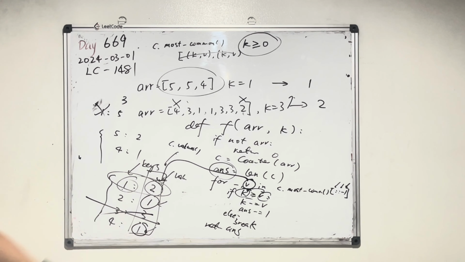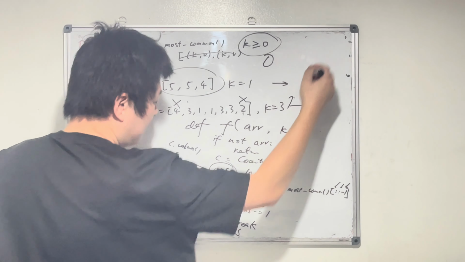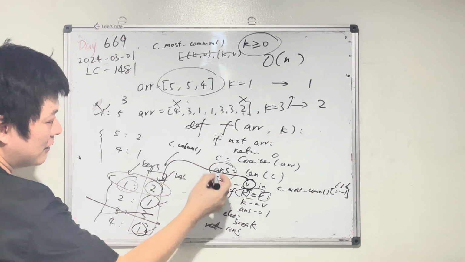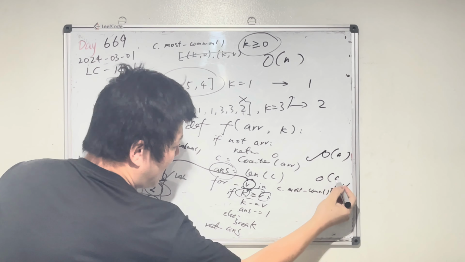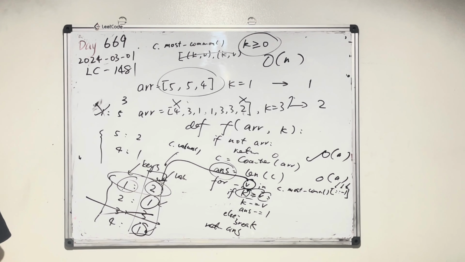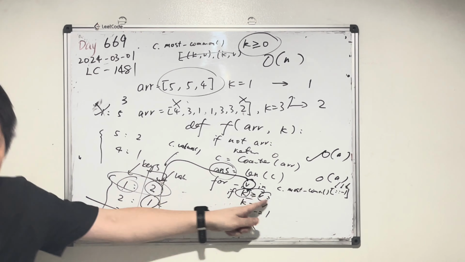Time complexity. This is going once, O(n), and then this is going another n. So O(2n), we drop the constant, so O(n). The space complexity, O(n), yeah. We're using a dictionary counter.